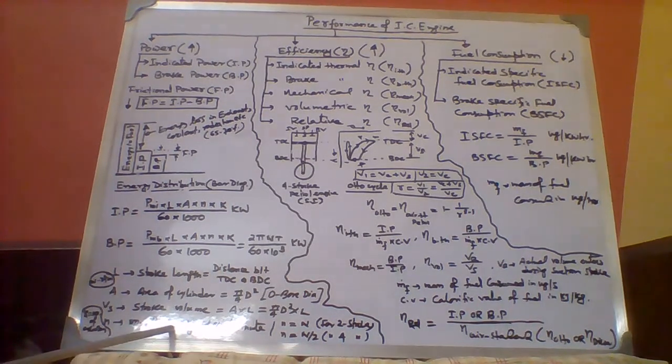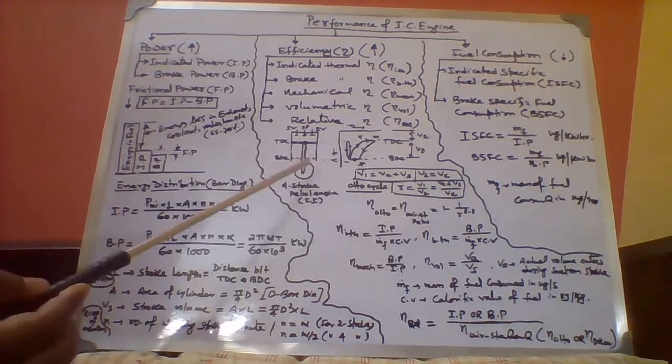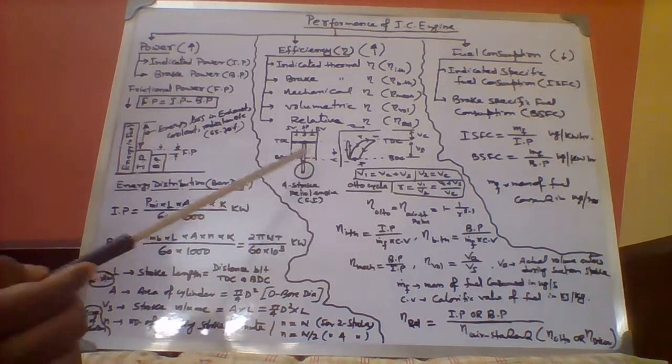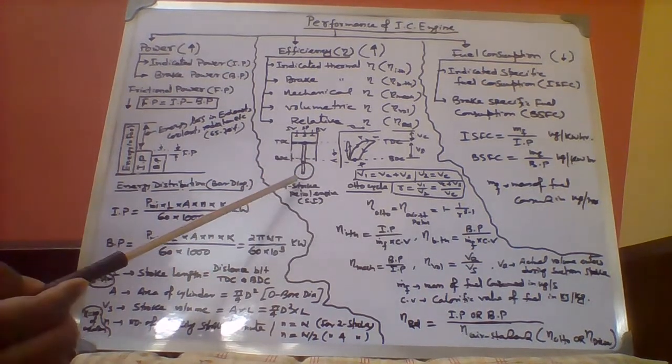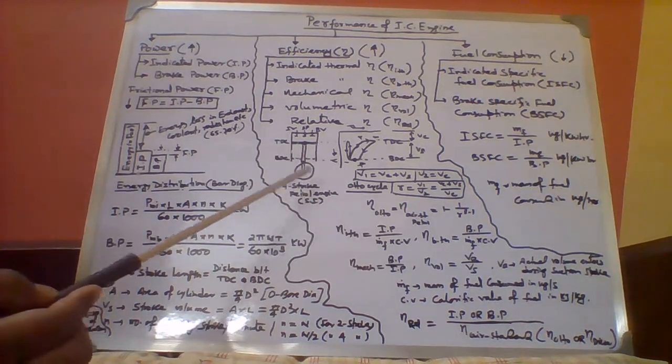Here that is a vital word, working stroke, because in case of a two stroke engine we have seen that one power stroke is involved in one revolution of the crankshaft, but in case of four stroke there will be a power stroke in two revolutions of the crankshaft.